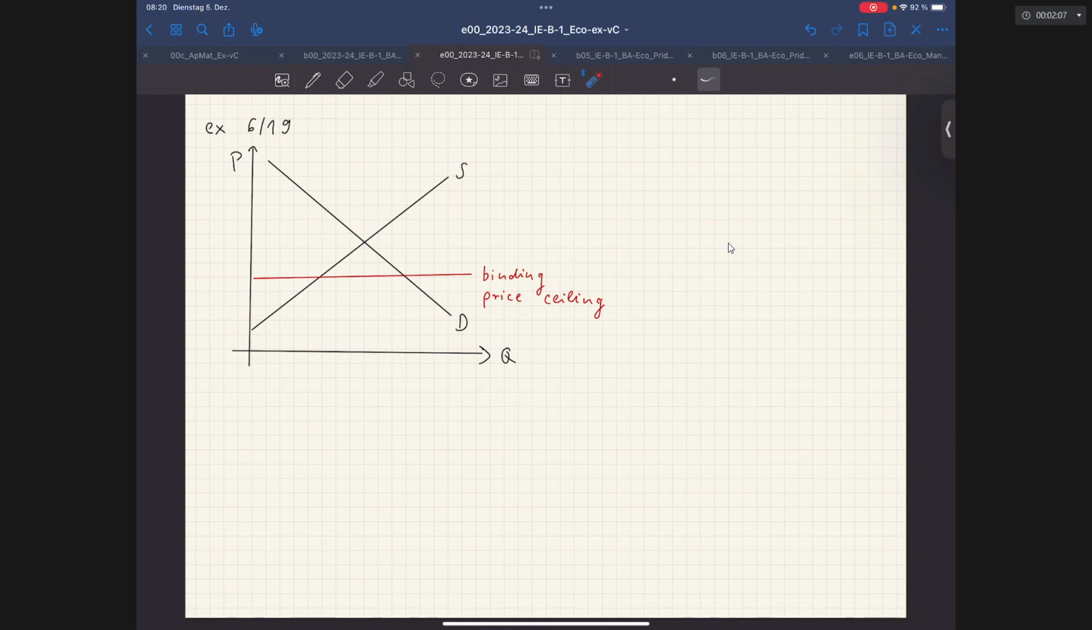Equilibrium. Oh, Arnold, I have to increase my volume. Now please go ahead. It is above the equilibrium when the shortage occurs. If there's a binding price that is above the equilibrium, then it will cause a shortage. It's a binding price ceiling because the price ceiling is below the equilibrium, isn't it?